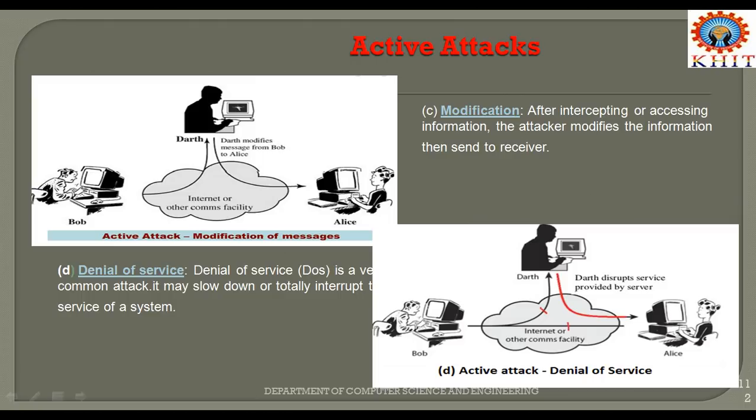The fourth one is denial of service. Denial of service means the attacker is not receiving our information and is not modifying our information, but he is crashing or interrupting the services provided to the transmission or communication by the server. Assume some server is providing services to Bob and Alice for transmitting the information. Another person tries to disturb the services provided by the server. Maybe he crashes the system. That is the denial of service.